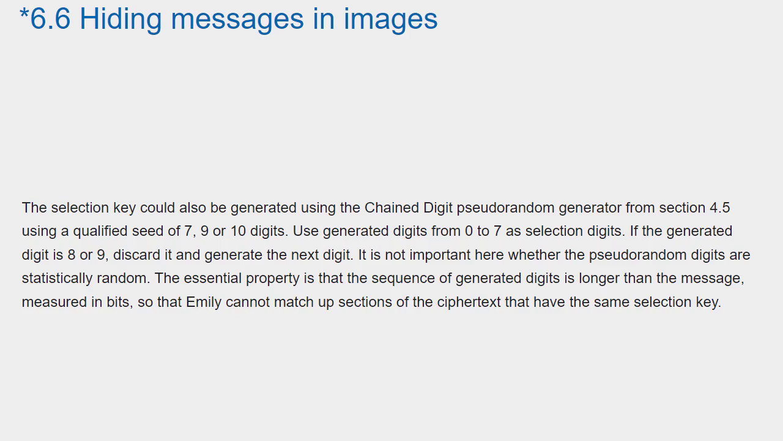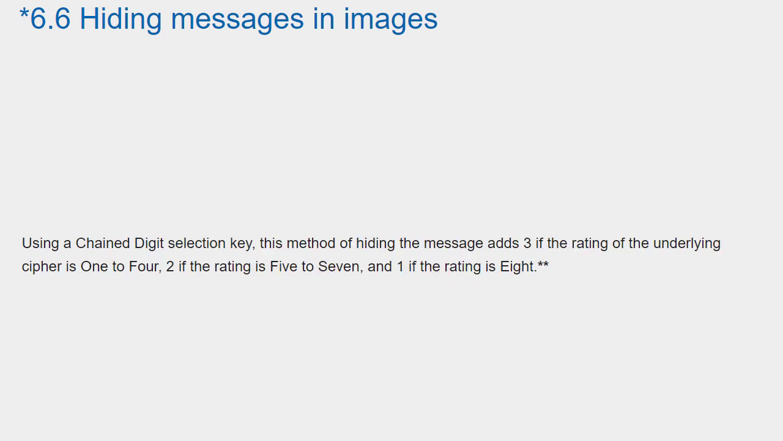It is not important here whether the pseudo-random digits are statistically random. The essential property is that the sequence of generated digits is longer than the message, measured in bits, so that Emily cannot match up sections of the ciphertext that have the same selection key. Using a chained digit selection key, this method of hiding the message adds 3 if the rating of the underlying cipher is 1 to 4, 2 if the rating is 5 to 7, and 1 if the rating is 8.